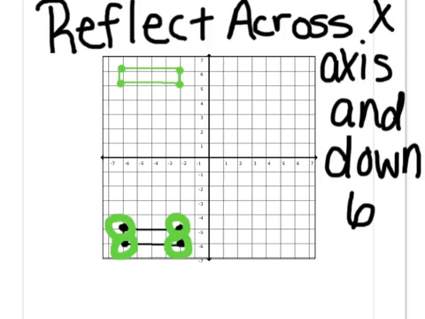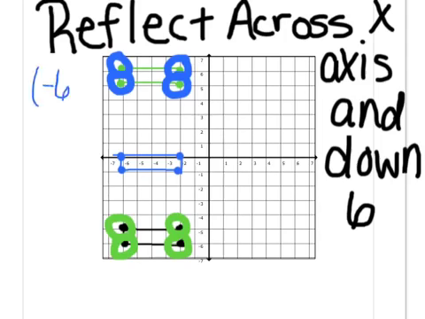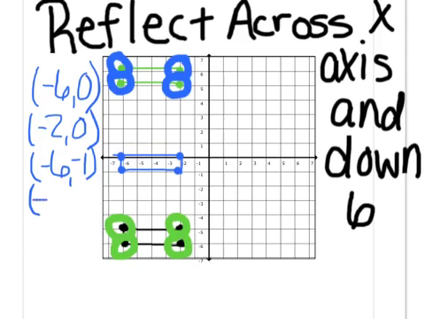So the point at -6, 6 becomes -6, 0. The point at -2, 6 becomes -2, 0. The point at -6, 5 becomes -6, -1. And the point at -2, 5 becomes -2, -1. Again, connect the points. So your final answers should be -6, 0, -2, 0, -6, -1, and -2, -1.